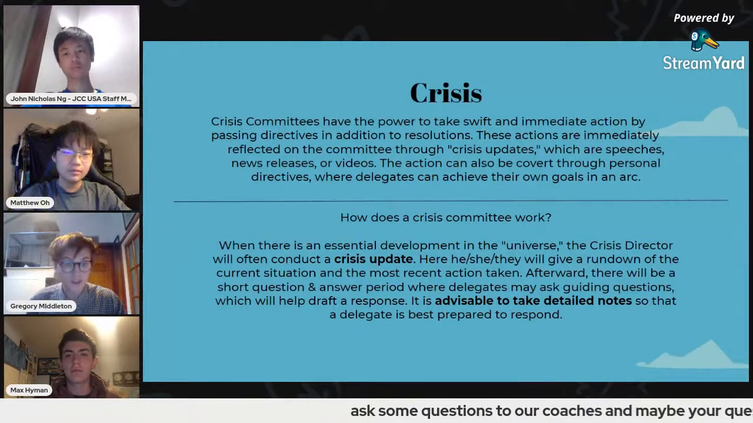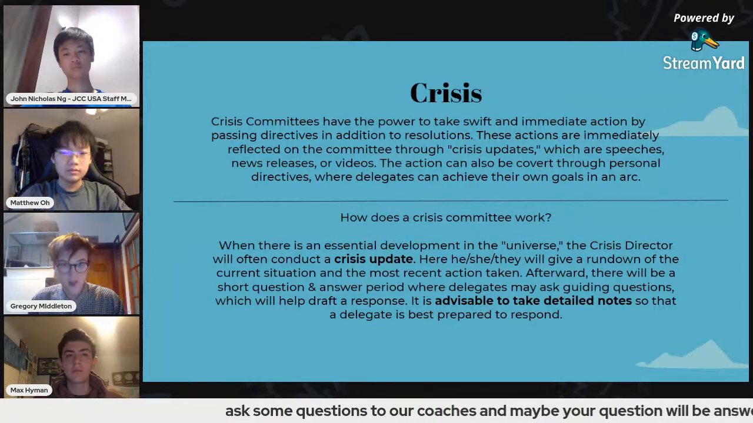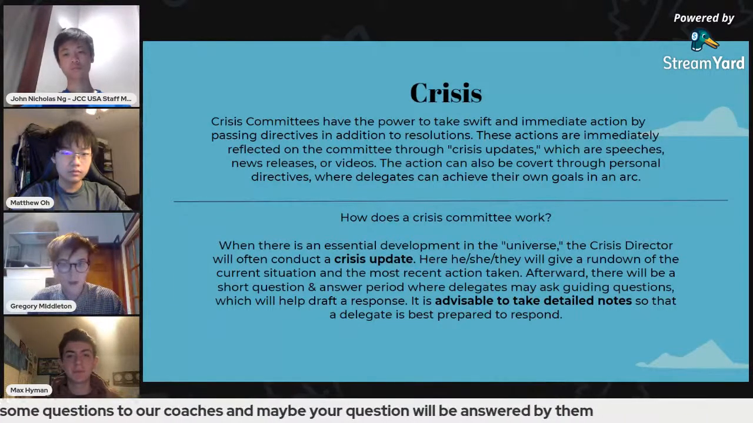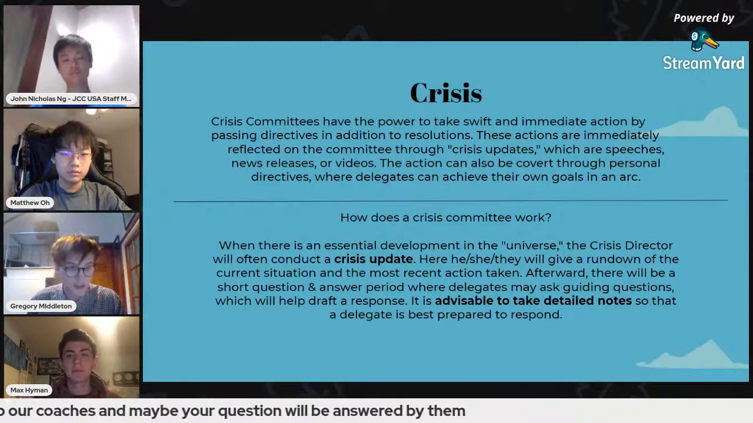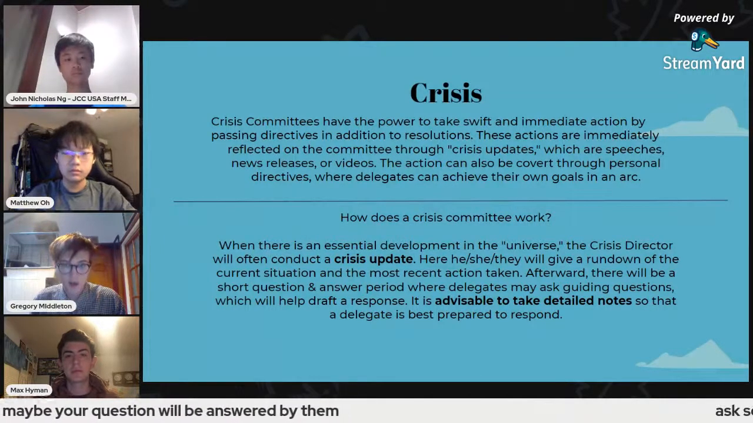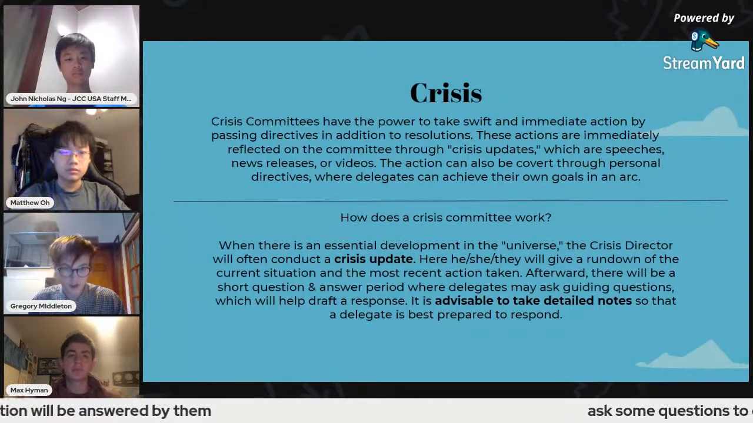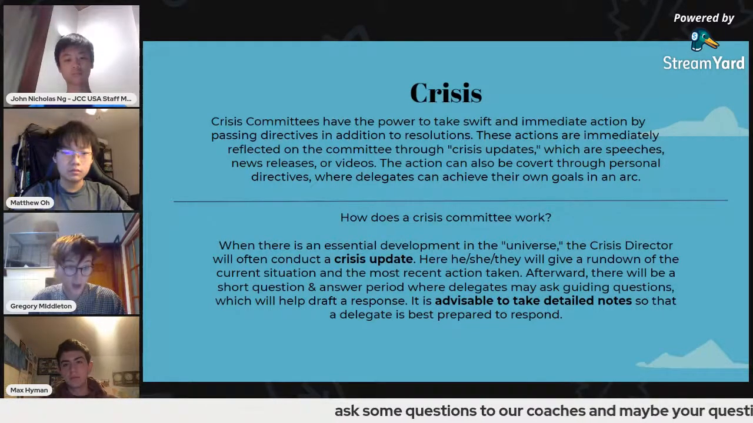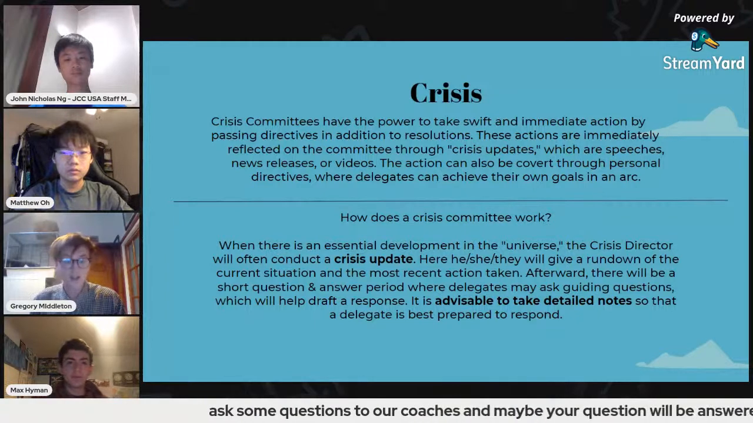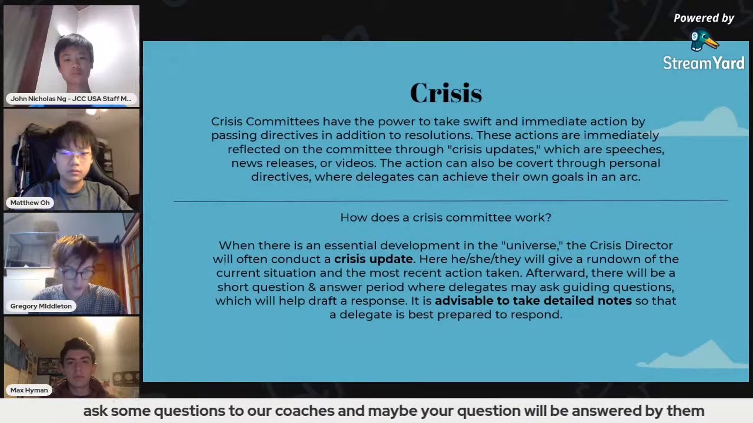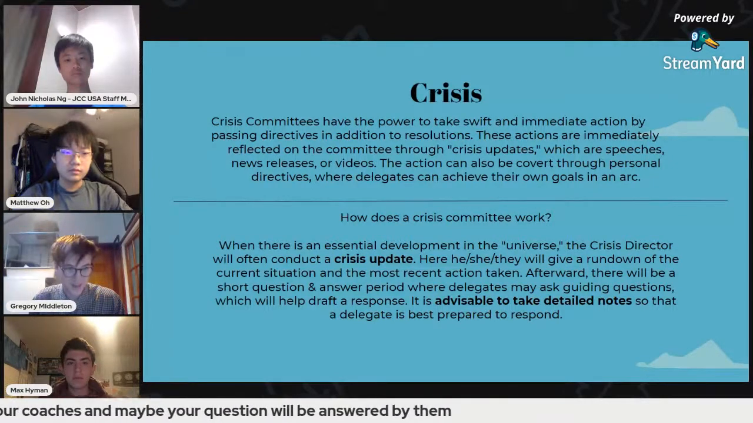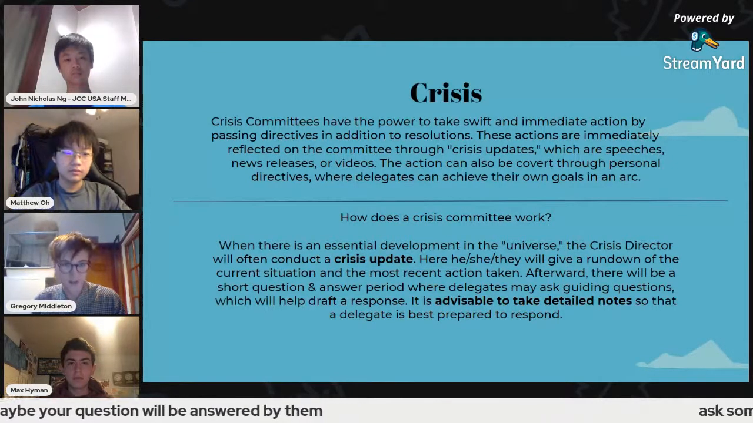And they will often conduct a crisis update. In this circumstance, he, she, or they will give a rundown of the current situation and the most recent actions taken. Afterward, there will be a short question and answer period where delegates may ask guiding questions which will help draft a response on behalf of your cabinet. It is advisable to take detailed notes so that a delegate is best prepared to respond, especially with times as tense as the Cold War.